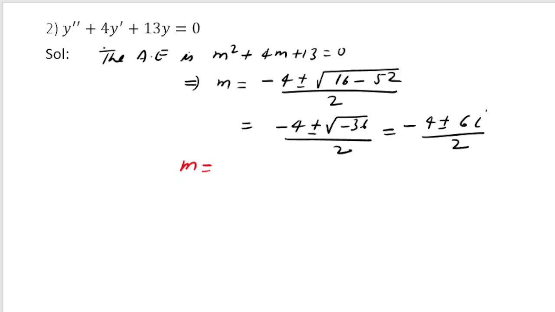m is equal to minus 2 plus minus 3i. The red looks better. What do you think? Give your opinion, black or red.